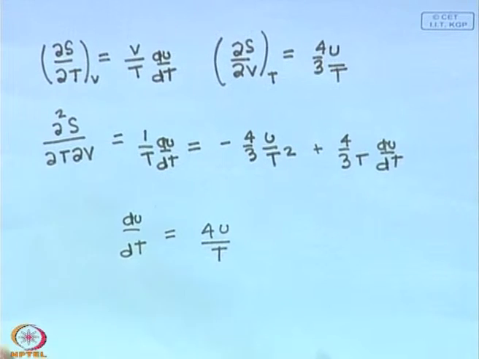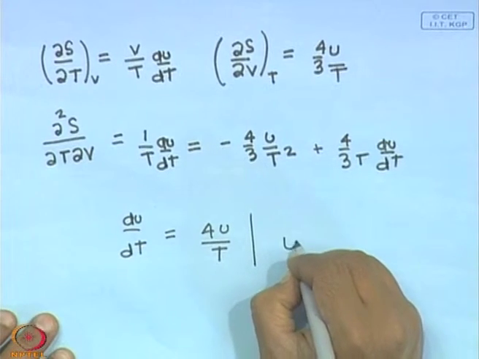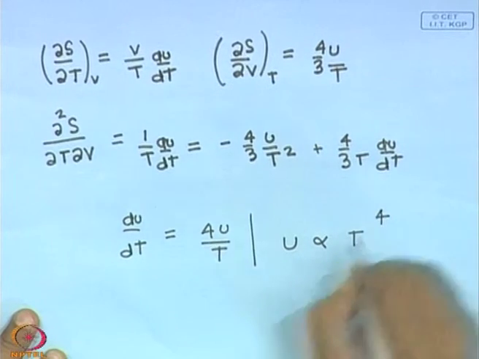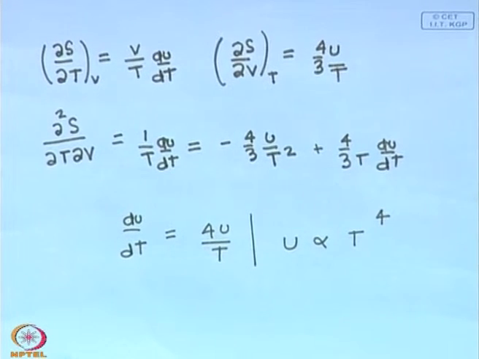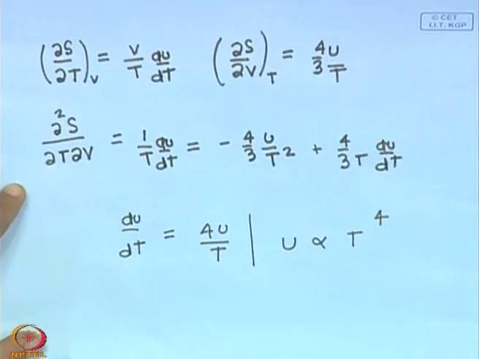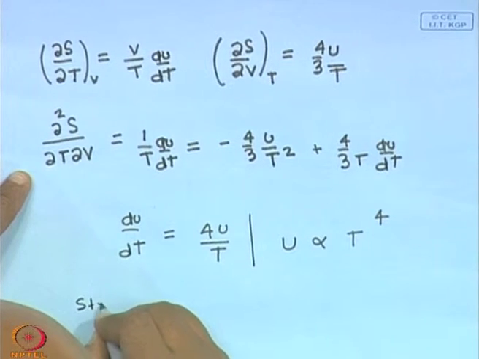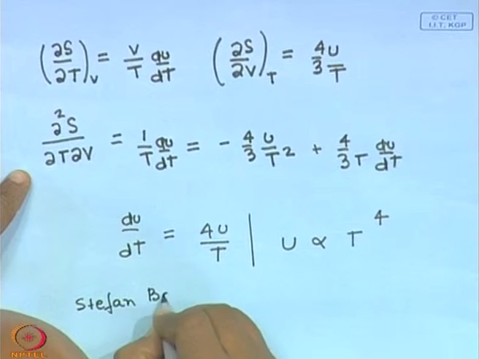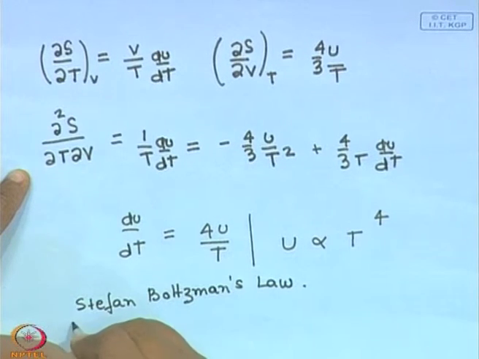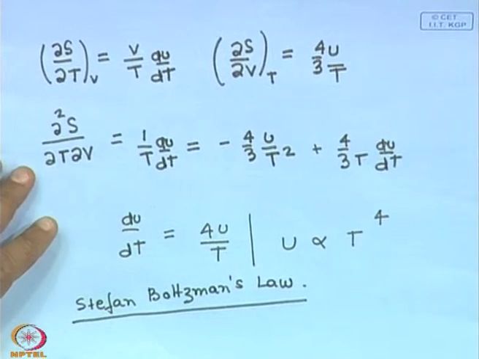which tells us that u, the energy density, is proportional to t to the power 4, right. The energy density of this black body radiation is proportional to the temperature to the power 4 from purely thermodynamic considerations. Okay. And so this is called the Stefan-Boltzmann law basically. Well, this is not exactly what is referred to as Stefan-Boltzmann's law, but we can derive it.